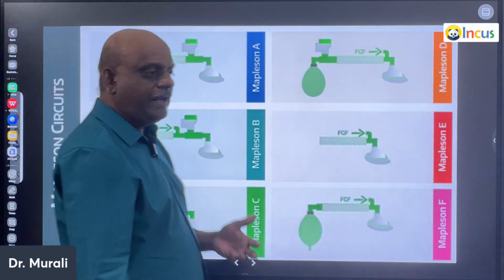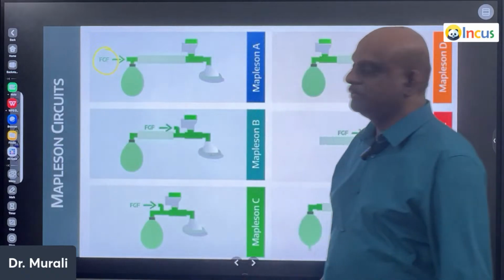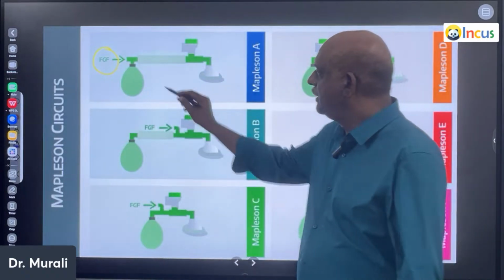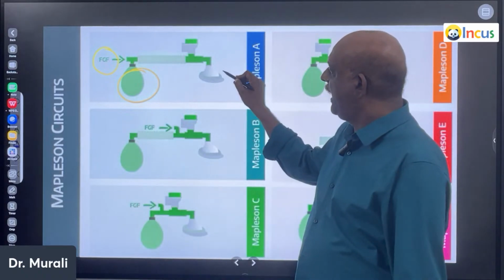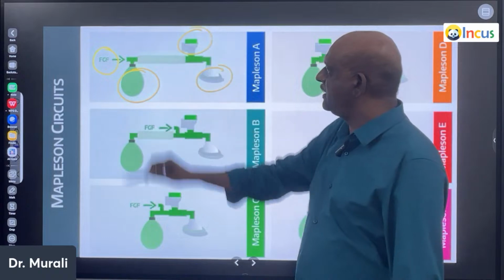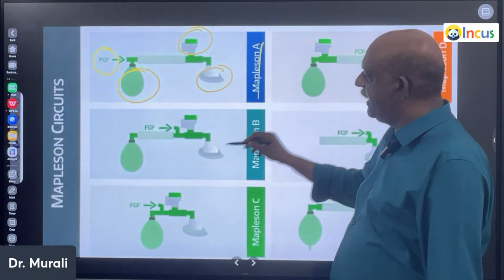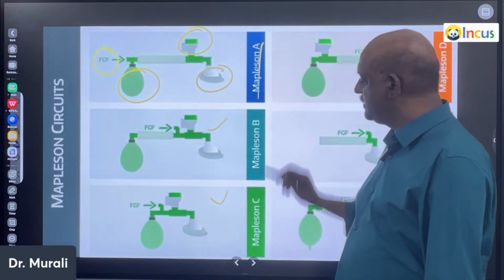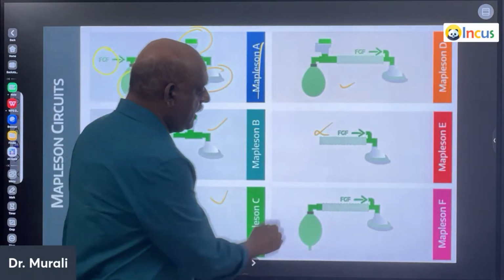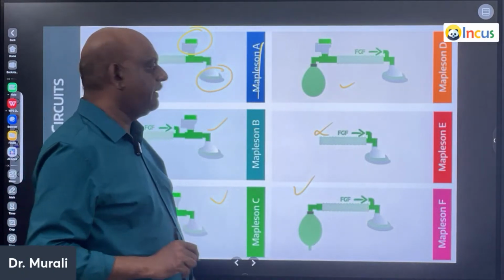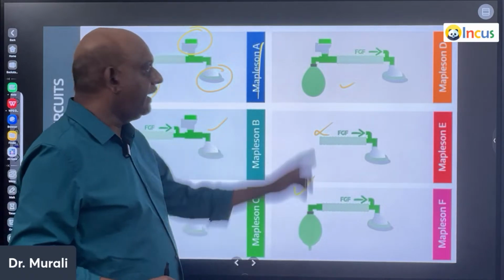So how does one type of Mapleson system differ from the other type? Where is the fresh gas flow? Where is the bag? And where is the mask? These are the things that decide. Accordingly, you have Mapleson A, Mapleson B, Mapleson C, and Mapleson D. This is Mapleson E, and this is Mapleson F. All decided by where the fresh gas flow is located in relation to the mask and the bag.